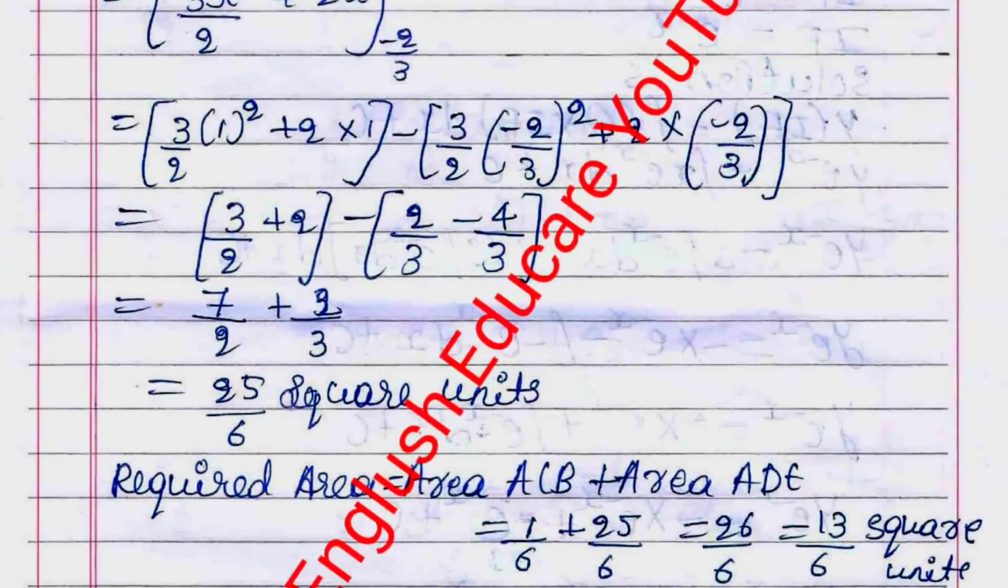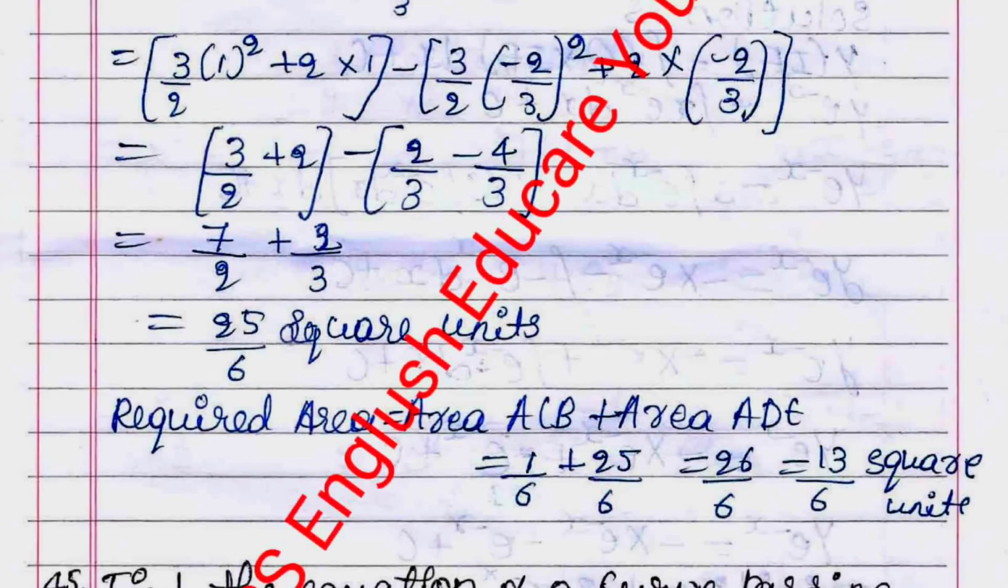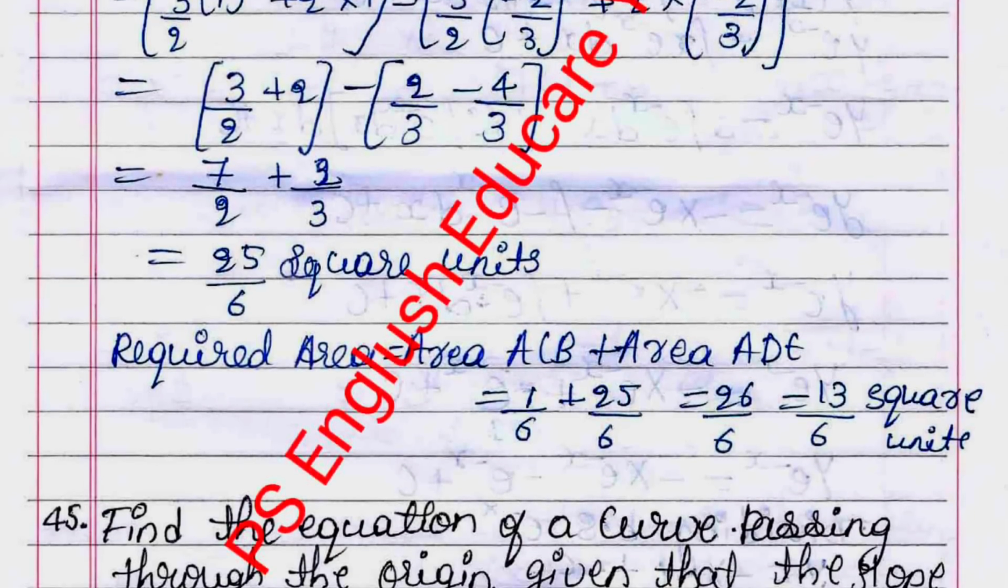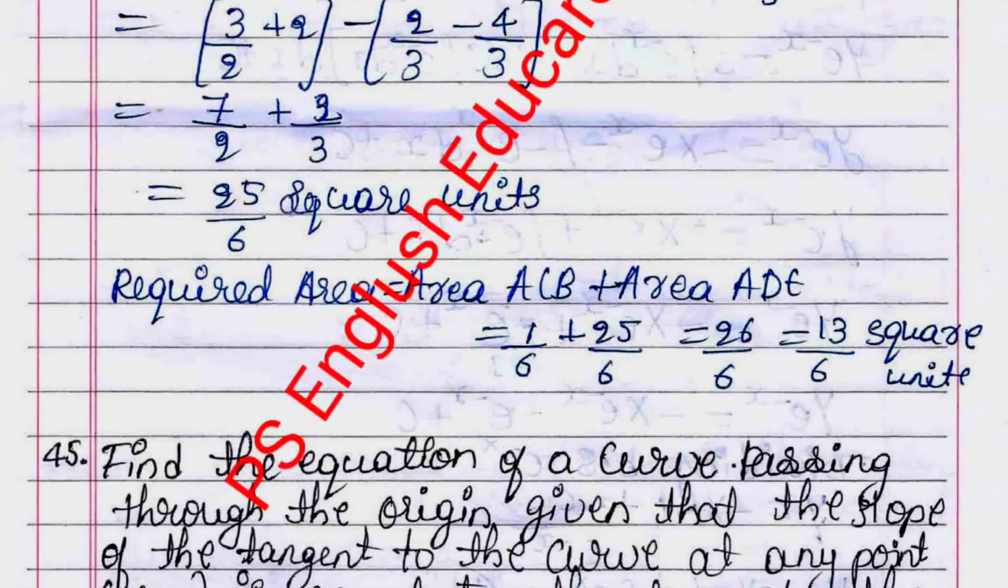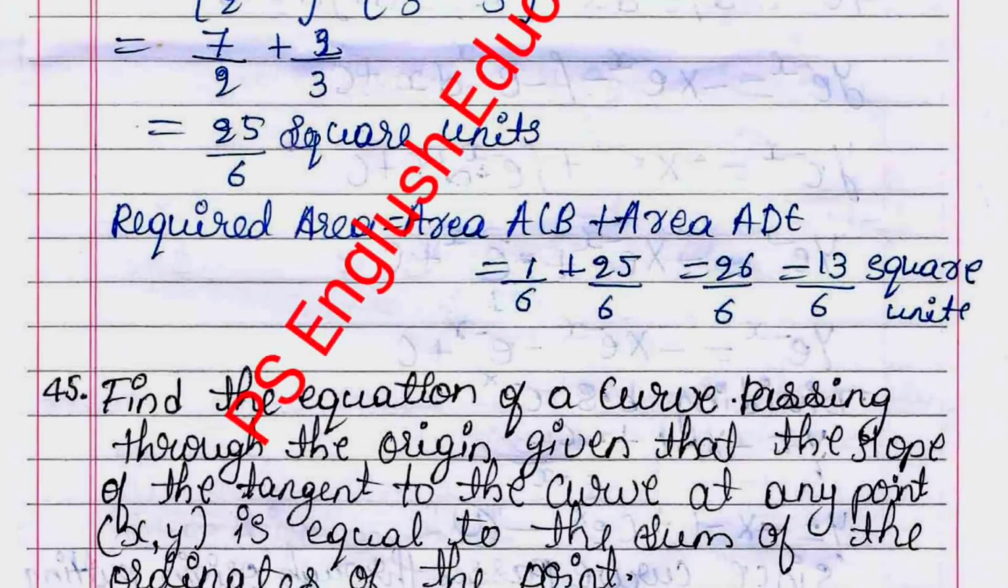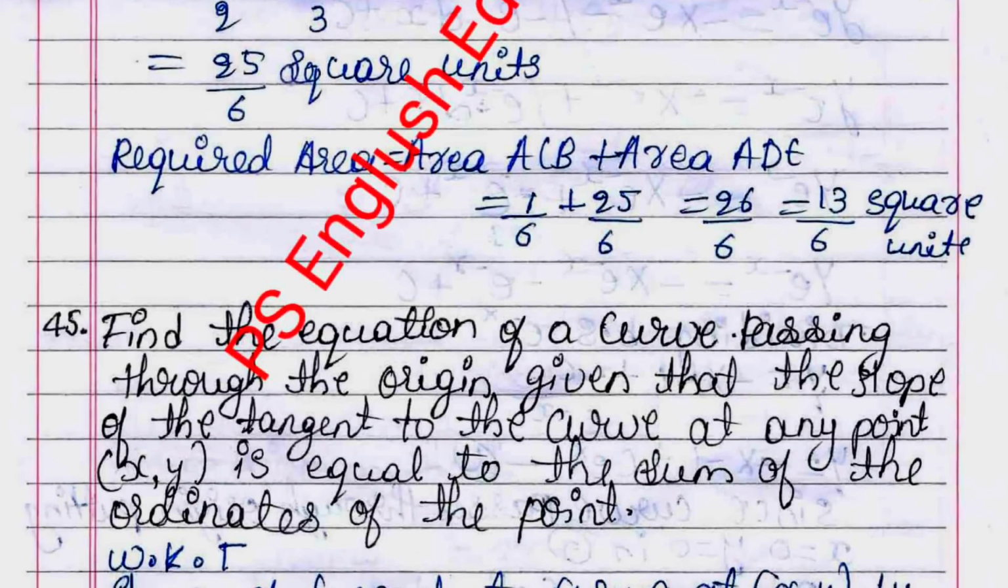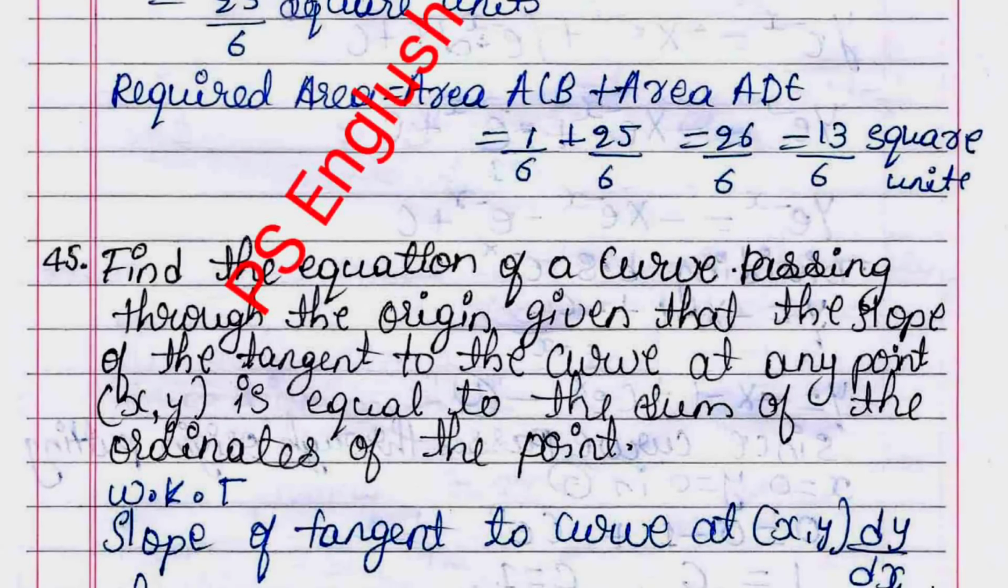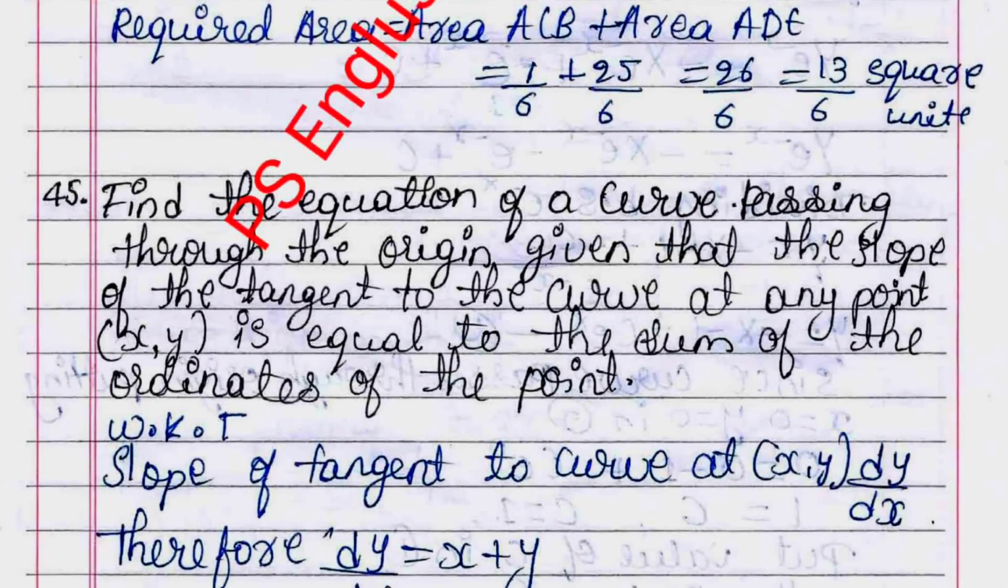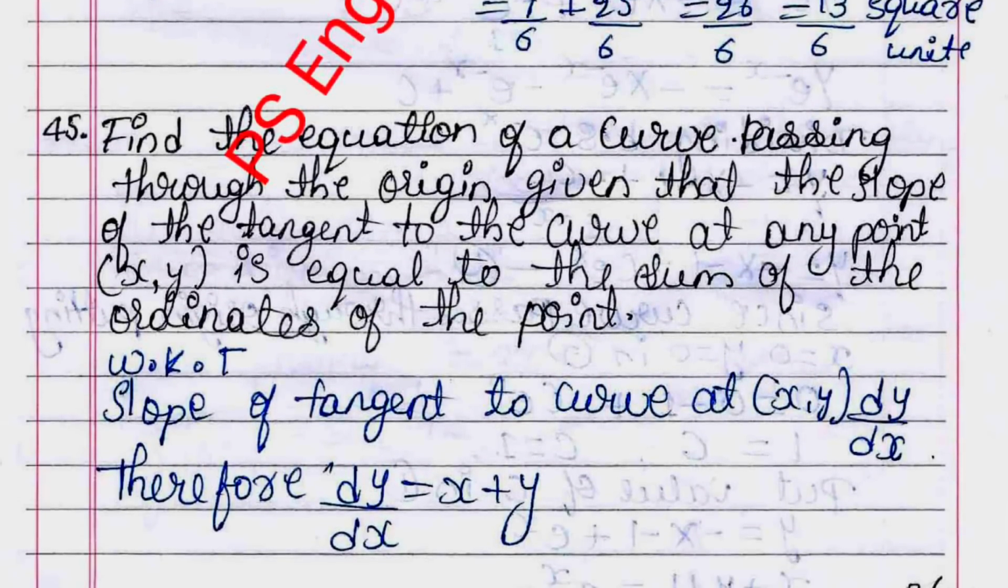45th, find the equation of a curve passing through the origin given that the slope of the tangent to the curve at any point (x, y) is equal to the sum of the coordinates of the point, and the answer is below.